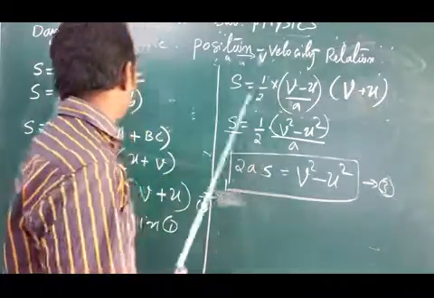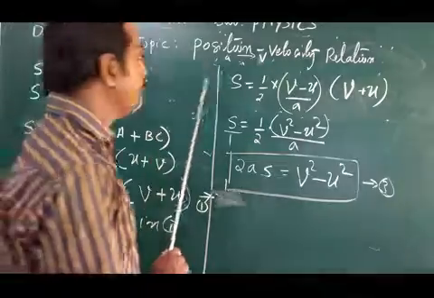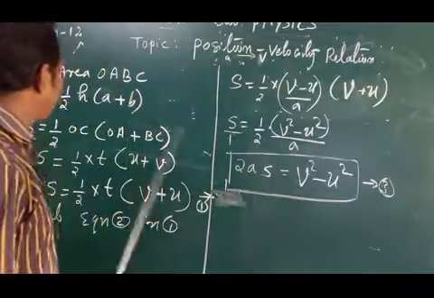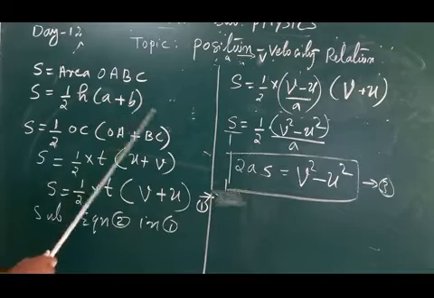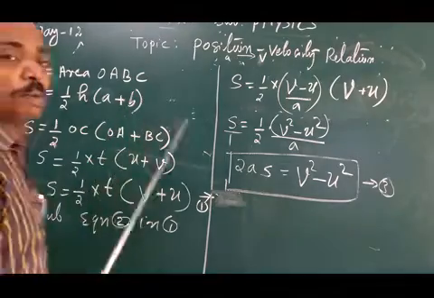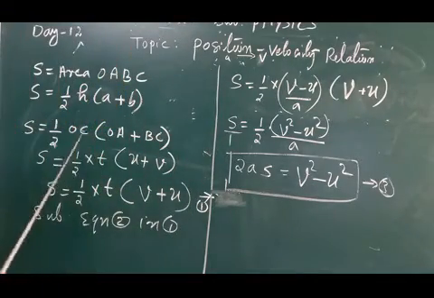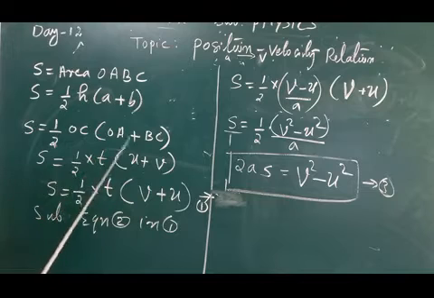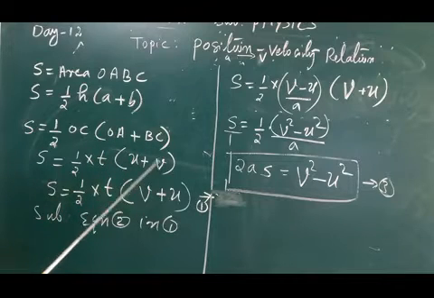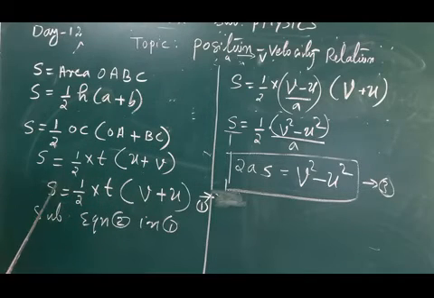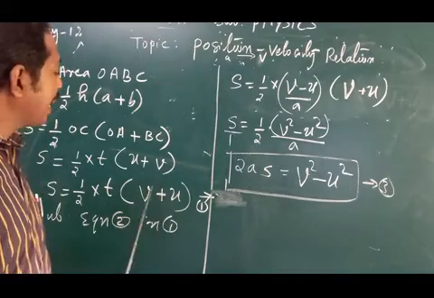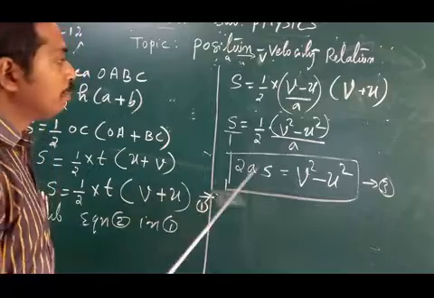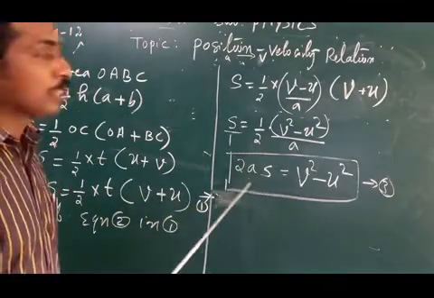So we started from the trapezium equation only, half H into A plus B. Then we substituted H as OC, A as OA, B as BC. This we all got from the graph only. Then the symbols we substituted: OC means time, OA is U, BC is V. Then we arranged this equation as S equal to half T into V plus U for convenience. Now I hope everybody understands why I wrote V plus U: to get this formula, the V square minus U square formula.